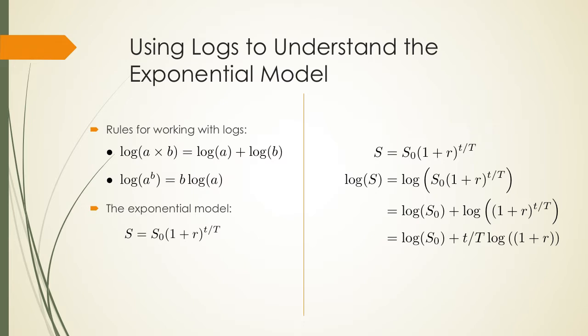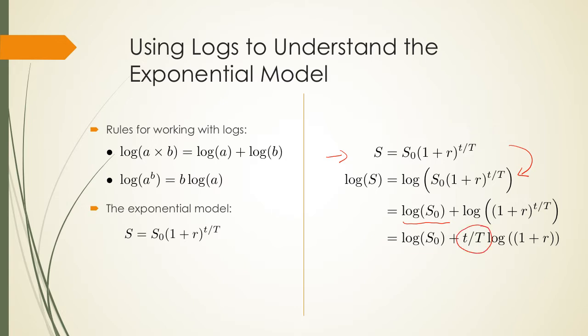The idea is to apply the log function to the entire exponential model. So on the right, you first see the exponential model, and then the log applied to both the right and left-hand sides of this equation. Then we can apply the first log rule to split off S0 from the rest of the product. Then in the last step, I've applied the second log rule to move little t over big T out of the exponent.